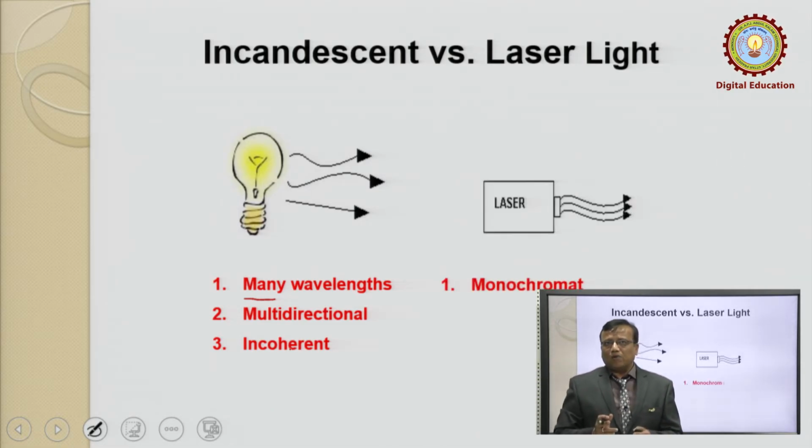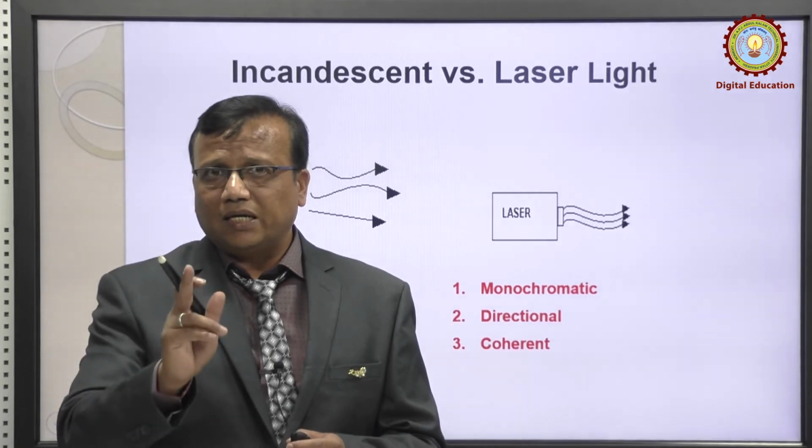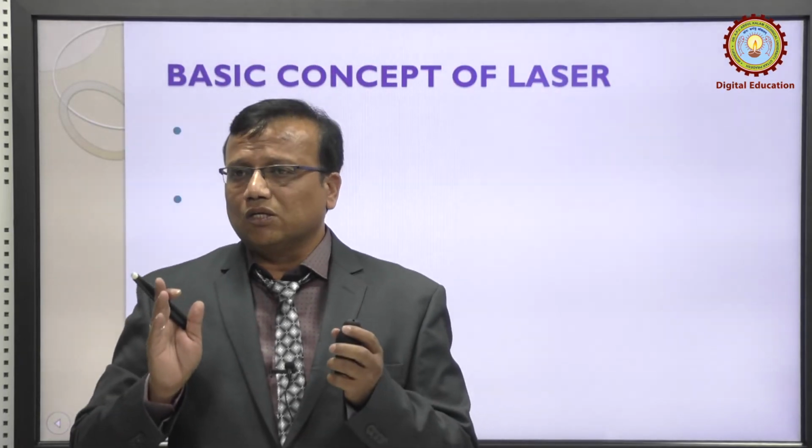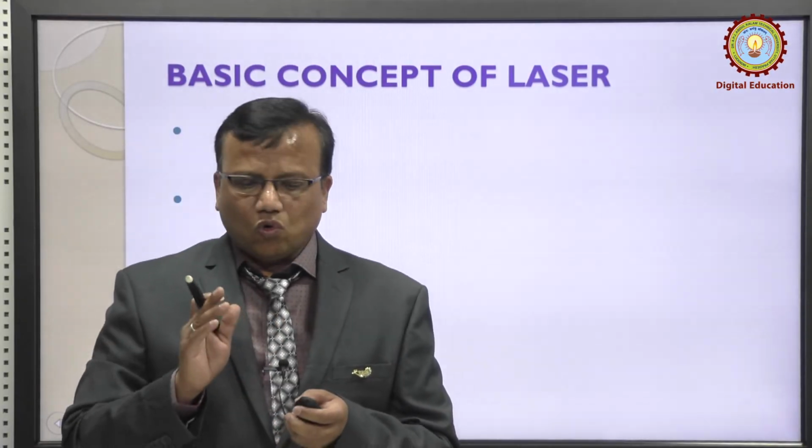And if we talk about the laser, it is monochromatic, it is unidirectional, it travels in a single direction and maintains a constant phase difference. So it is called a coherent source.